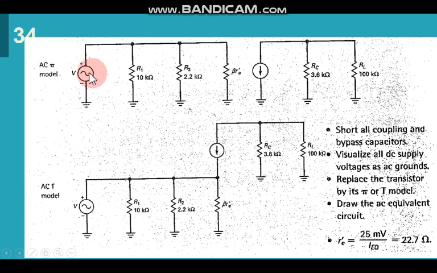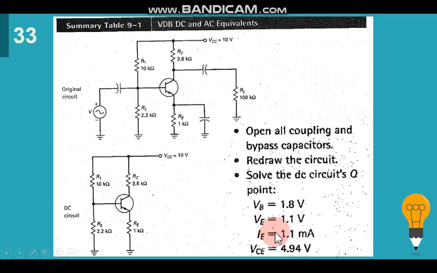For AC analysis, you can represent it in either pi or T model like this or like this. Short all coupling and bypass capacitors. Visualize the DC power supply as ground. Replace the transistor by pi or T model, draw the equivalent circuit, and find RE dash, that will be 25 upon IE. That IE you will get from here.